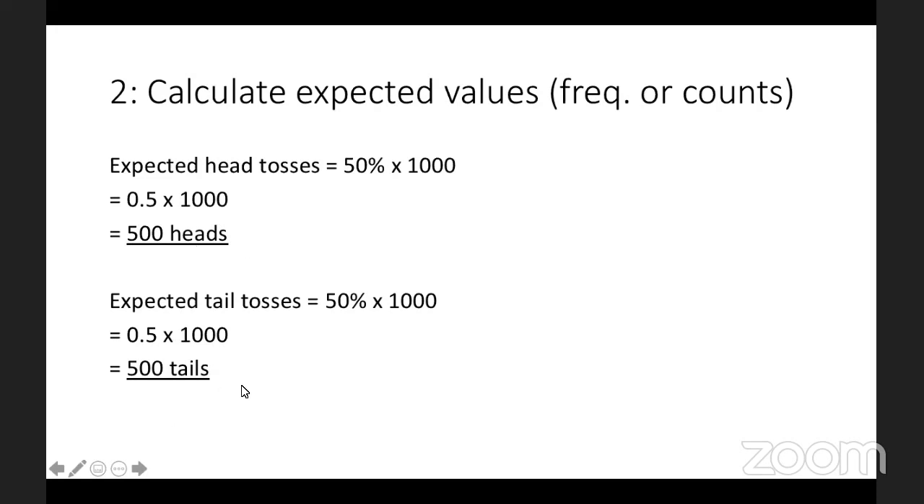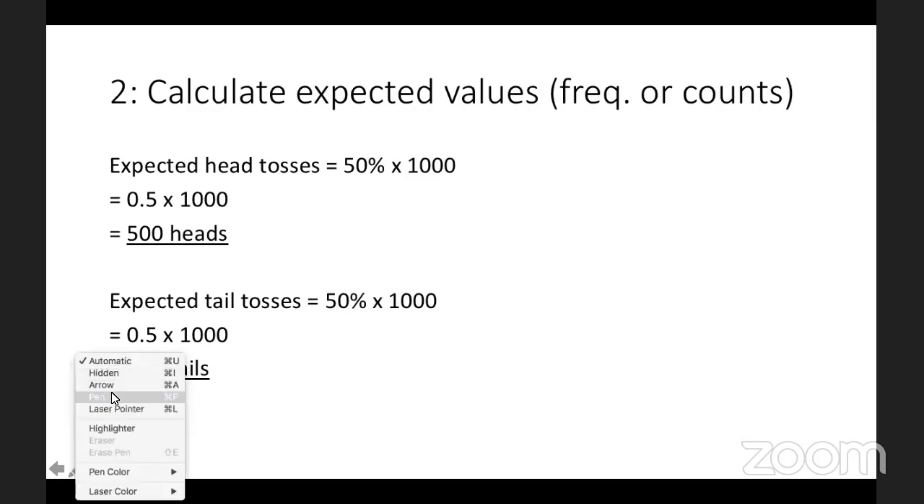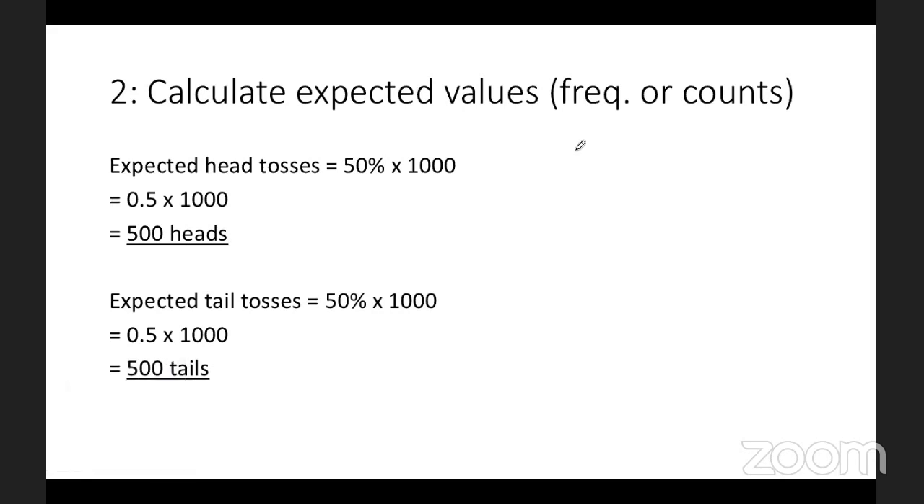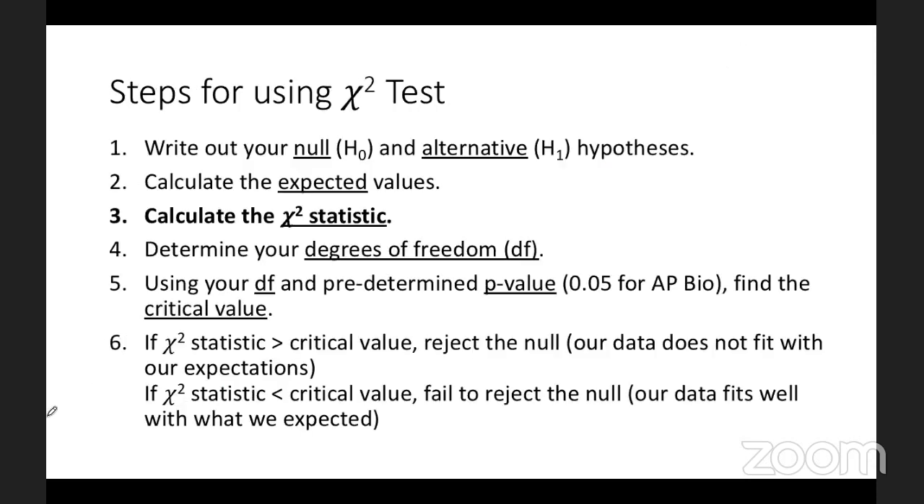And importantly, at this point, I'd like to point out that for your expected values, you can either use a frequency, in other words, a proportion, or you can use counts. It's just whichever one you pick, you have to stick with. So if you wanted to do frequency for this one, you could just do 0.5 heads and 0.5 tails, right? I'm going to do counts for this, so I'm going to go ahead and use 500 heads and 500 tails. And whichever one you pick, you just have to stay consistent.